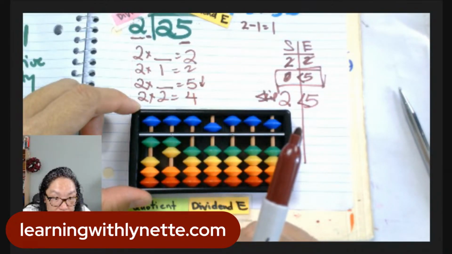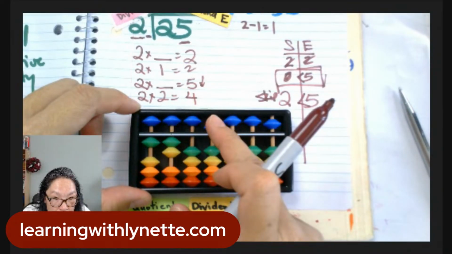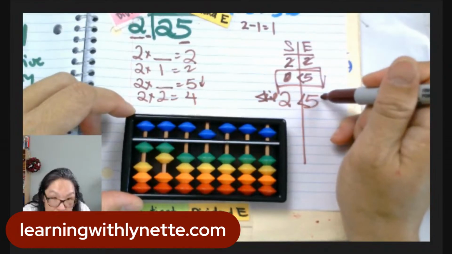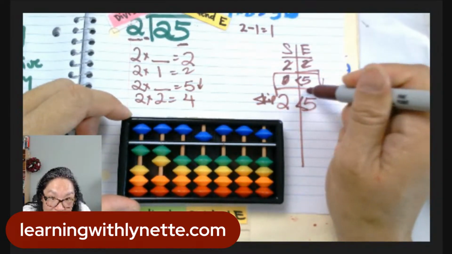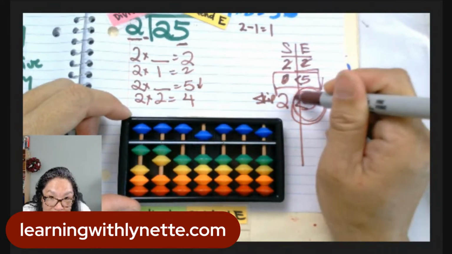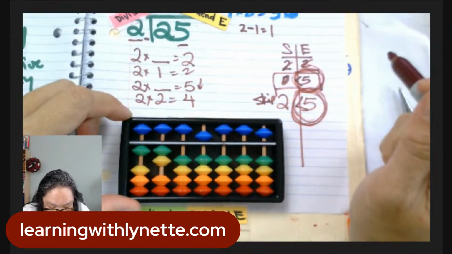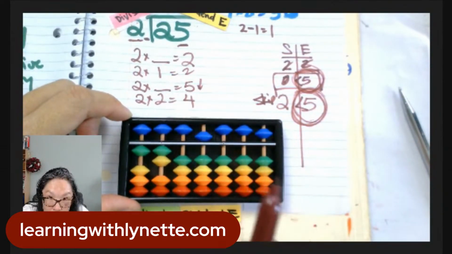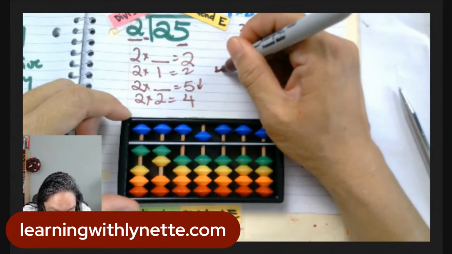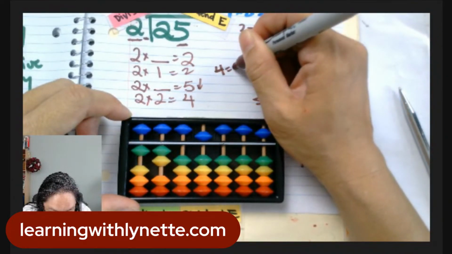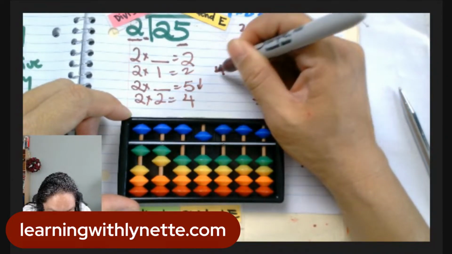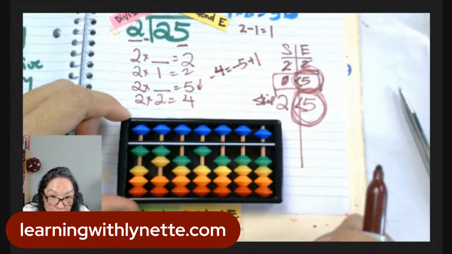You skip from dividend on the abacus? Yes, because my dividend is bigger. Because my dividend is bigger, I need to skip it. So now I have to take away 4. We know how to take away 4. Minus 4 is equal to minus the 5 plus 1. Minus the 5 plus the 1. Now what do we do?